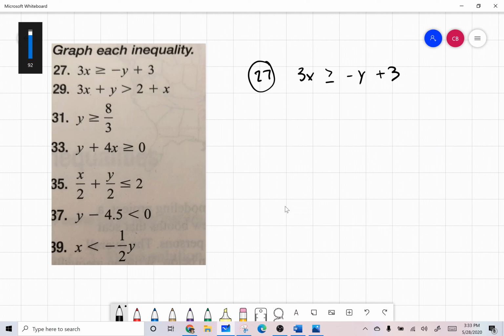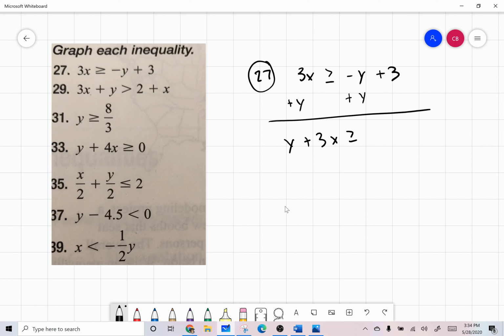Okay, Angela, so I'll walk you through this one. The first thing we're going to do is solve for y. I'm going to move y to the other side because I like to have it on the left side. So if y plus 3x is greater than or equal to 3, then we're going to subtract 3x.